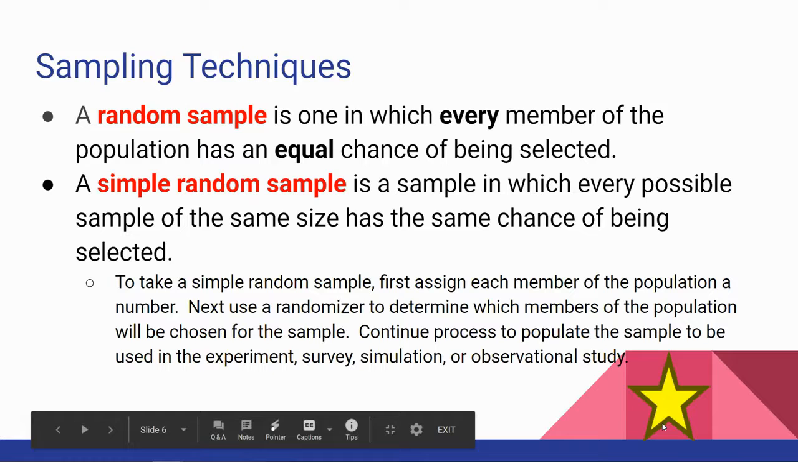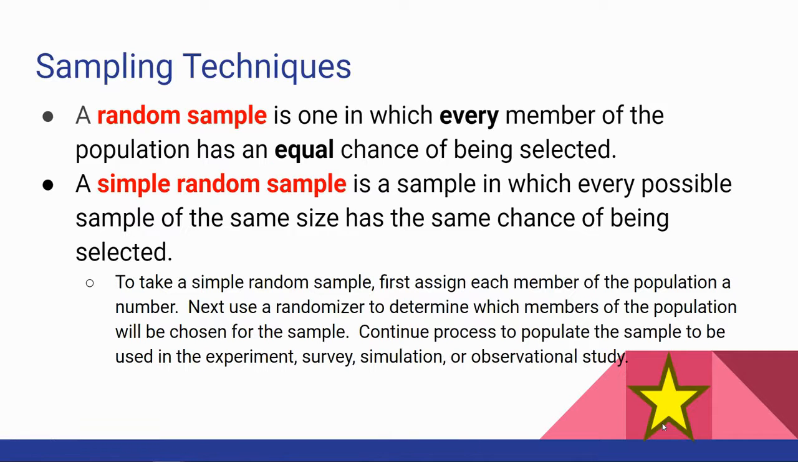Okay, sampling techniques. So a random sample is one in which every member of the population has an equal chance of being selected. For instance, if there are 100 people in the population, they each have a 1 in 100 chance of being picked. There's nobody that gets preferences. A simple random sample is a sample in which every possible sample of the same size has the same chance of being selected. So that 100 people, you can break them up into 10, randomly select them into small groups of 10, and each small group would have an equal chance of being picked.